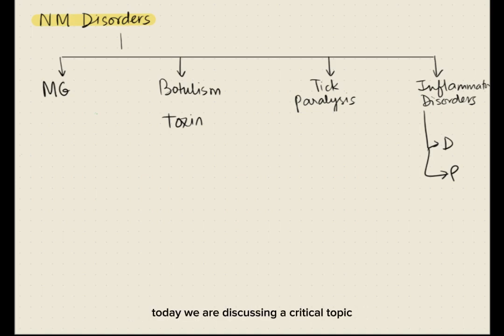Today we are discussing a critical topic as it can easily present with life-threatening weakness or respiratory failure, and that is neuromuscular disorders. We will be referencing Rosen's book of emergency medicine to break this down in a practical and high-yield manner. Neuromuscular disorders are those that affect the nerves, muscles, or the communication in between. The key diagnoses are myasthenia gravis, botulism, tick paralysis, and inflammatory disorders. Let's break these down one by one.